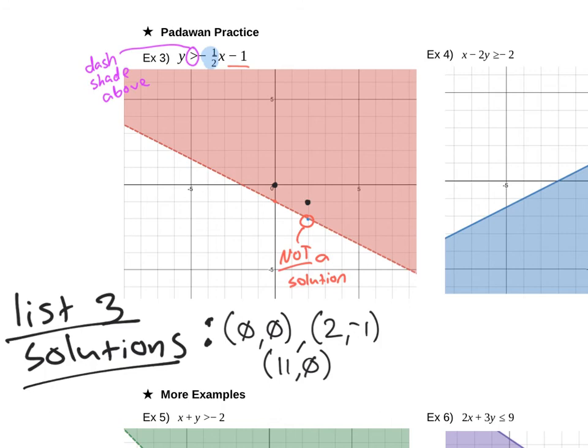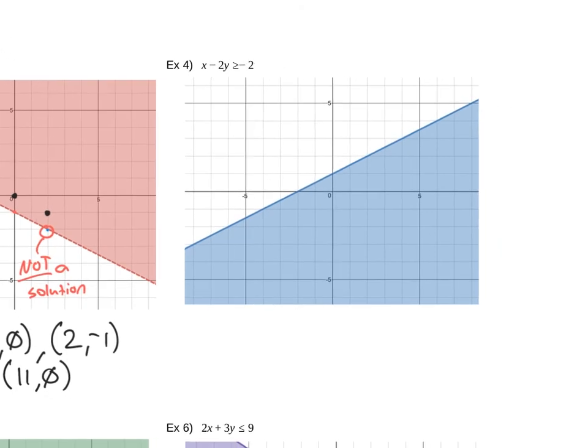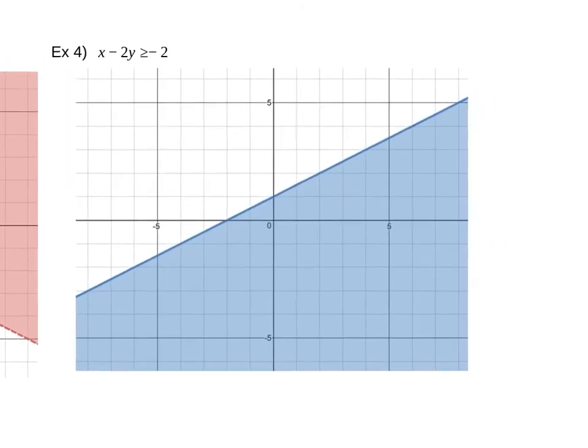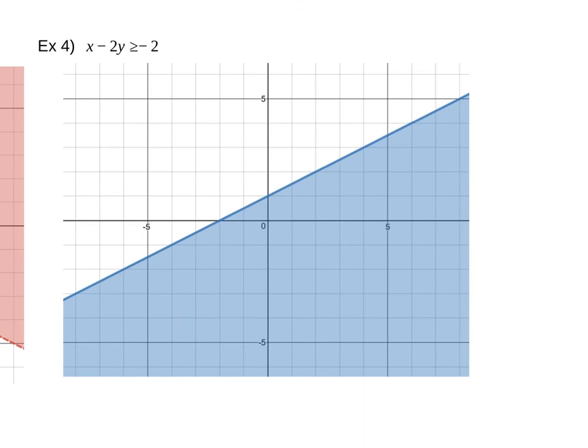All right, the next example here, we had to solve for y first, because this one's in standard form. Can't graph this one until we get the y by itself. So over here, the first thing to do was subtract x from both sides, so that we'd have negative 2y, still have the greater than or equal to, now negative x minus 2.